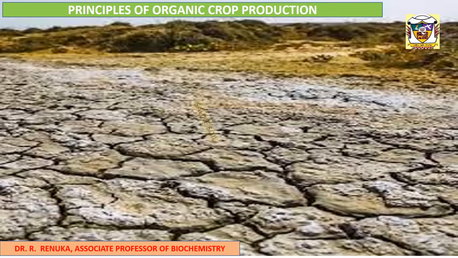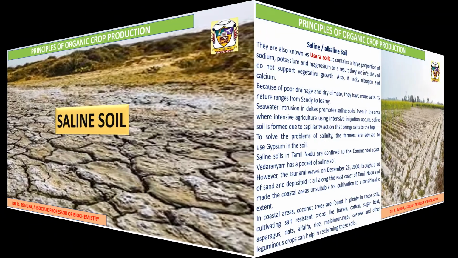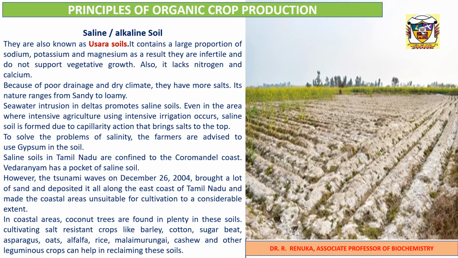Next comes saline soil. This type of soil is called Usara soils according to the ancient classification of the soil. Usara means infertile. This type of soil contains a large proportion of sodium, potassium and magnesium. As a result, they are infertile and do not support any vegetative growth. Also, it lacks nitrogen and calcium.